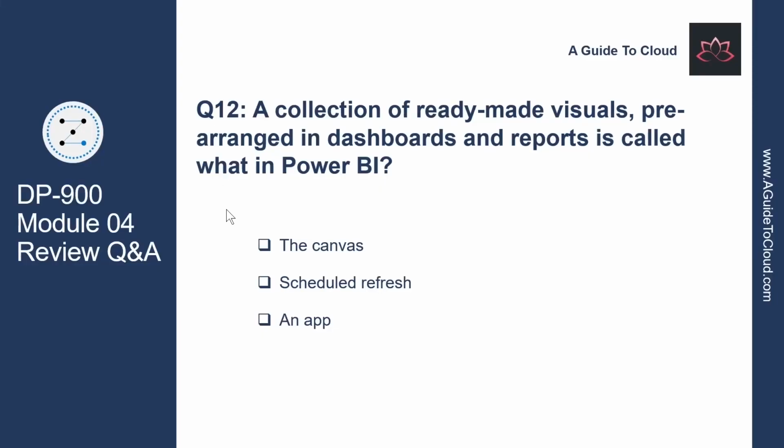And the last question is a collection of ready-made visuals pre-arranged in dashboards and reports is called what in Power BI? It is called as an app, because an app is a collection of ready-made visuals pre-arranged in dashboards and reports. You can get apps that connect to many online services from the app source.